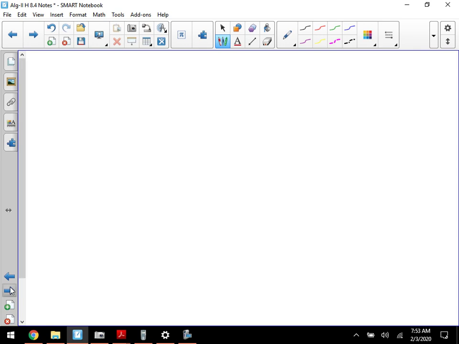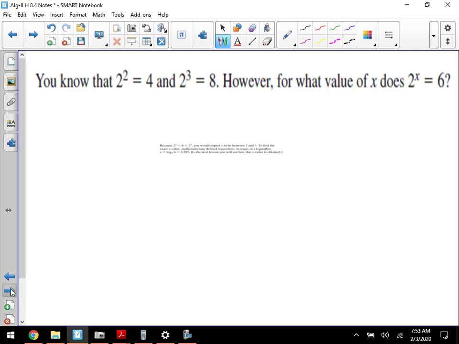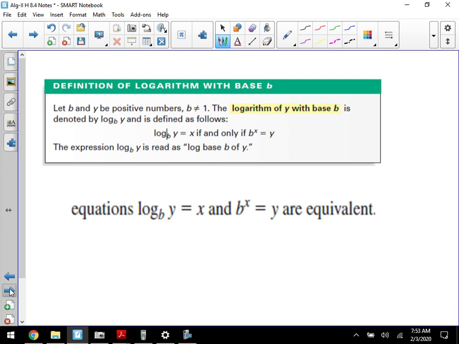As we get going into logs, there's going to be a couple of rules. When you see a log, you've seen the button on your calculator, log base b of y equals x, and then b to the x equals y. These are what you call equivalent statements. Basically, you think of it this way: the b is a base, it's lower.